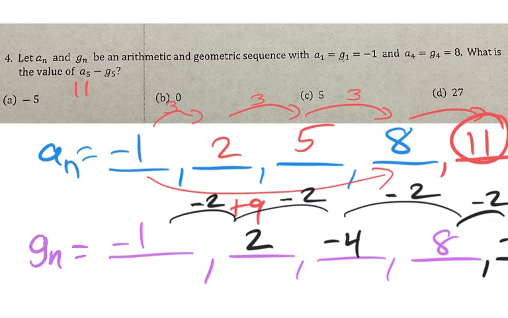So again, what was the question? A sub 5 was 11 minus, what is g sub 5? So 11 minus -16 does not equal -5. -27? It does not equal -27. It's 27, because this is 11 minus a negative. Minus a negative is the same thing as a plus. Plus or minus minus is the same as plus.